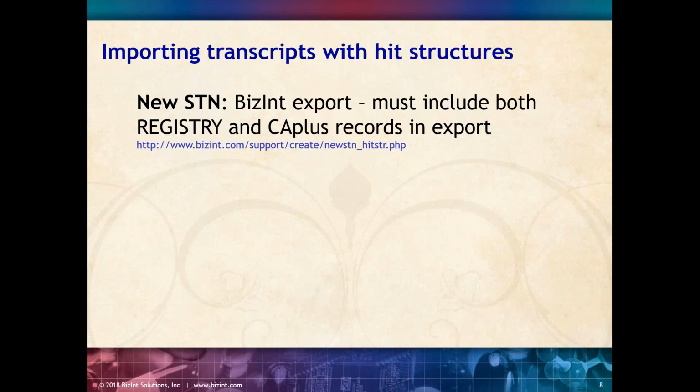The second issue with new STN is that there is a limit of 500 records in an export. And that's not 500 CA references plus registry. That's actually 500 total of your CA references and your registry records. So a typical set of a few dozen up to maybe 100 records is fairly easy to meet within those requirements, but you can very quickly run into that 500 record limit.